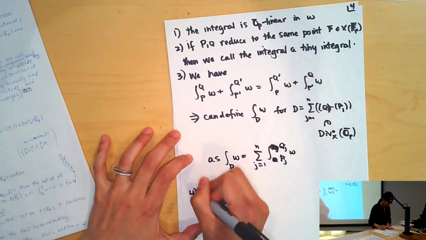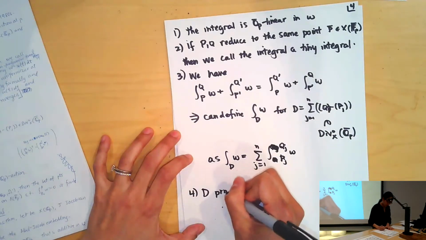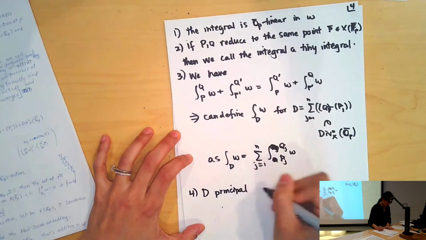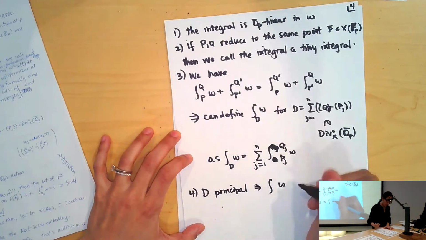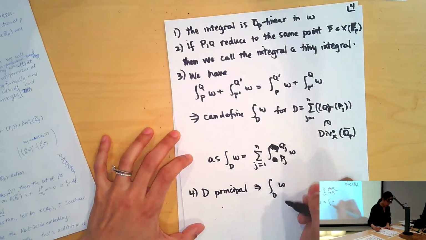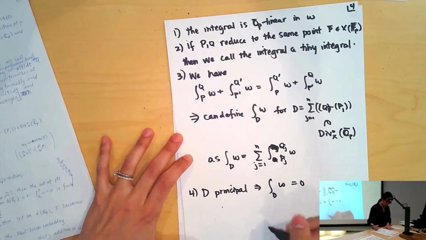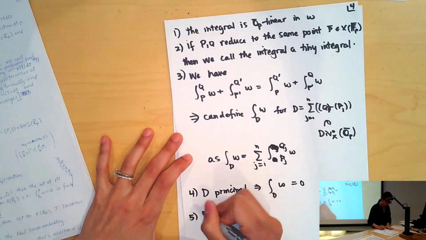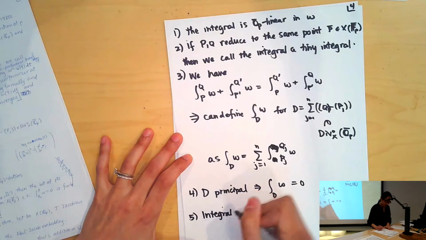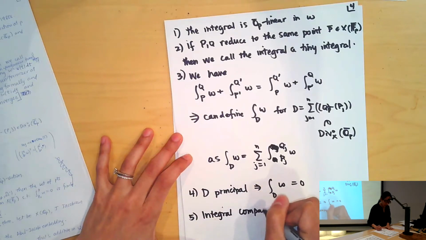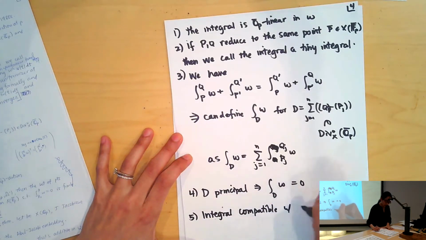If I have D principal, then the integral of this regular one form along a principal divisor is 0. The integral is compatible with Galois action.